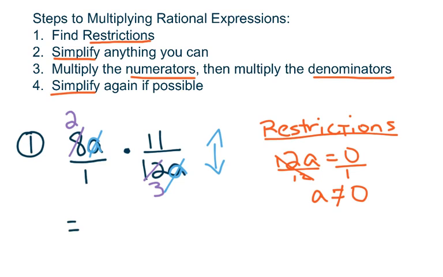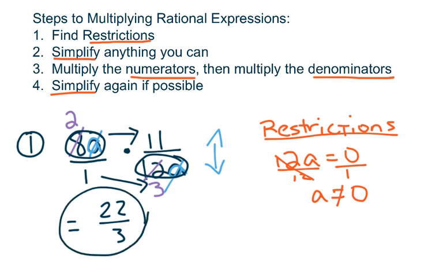Okay, so I've done any simplification that I can see. Now I'm going to multiply my numerators. So I'm going to go straight across. Well, my numerator here is actually 2, and 2 times 11 is 22. Down here I have a 1 times this 12a became just a 3. So 1 times 3 is 3. I can't reduce that any further, so this is my final answer. Easy enough. Okay, let's do another example.